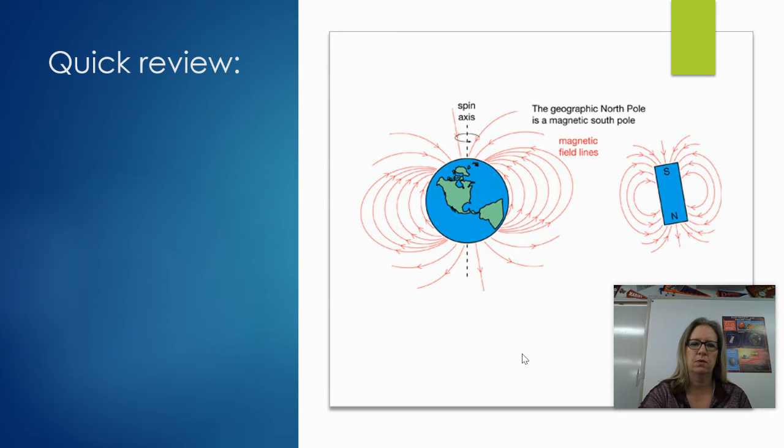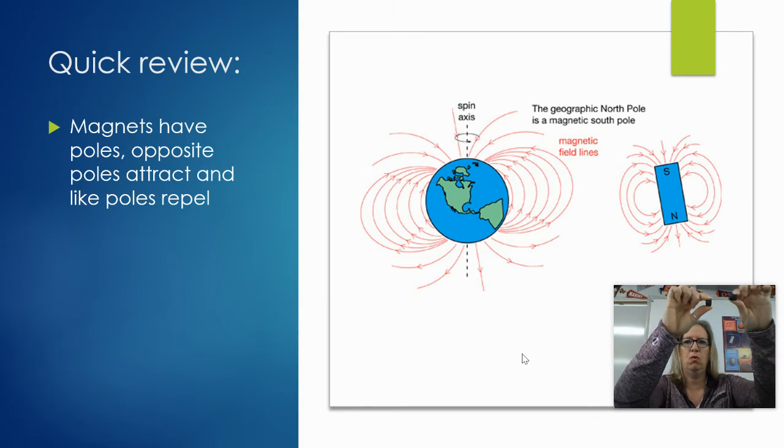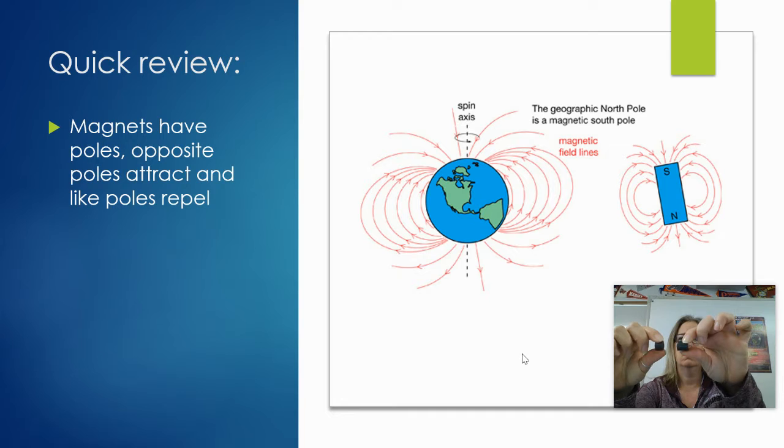Okay, so quick review. You know this from being a kid and playing with magnets. Magnets have a north and a south pole, and the like poles repel. Okay, they don't want to stick together. It's the opposite poles that attract. Okay.